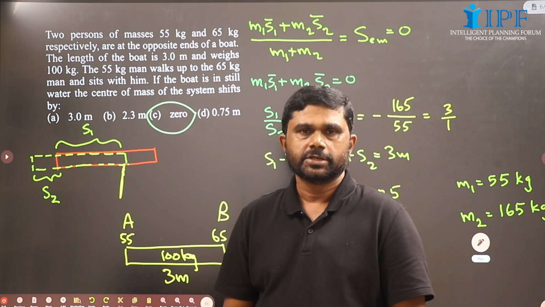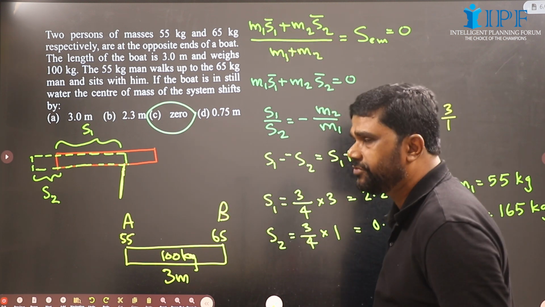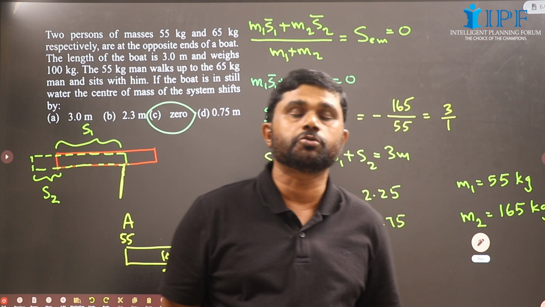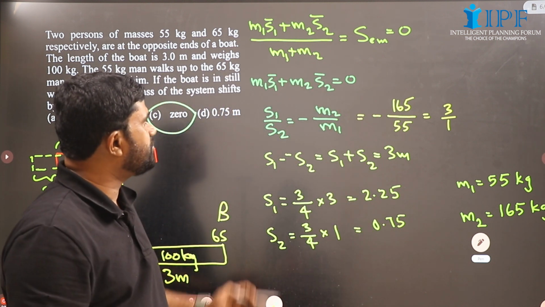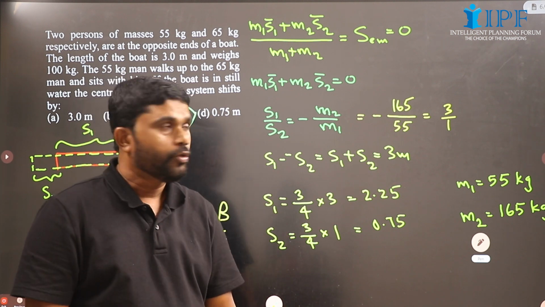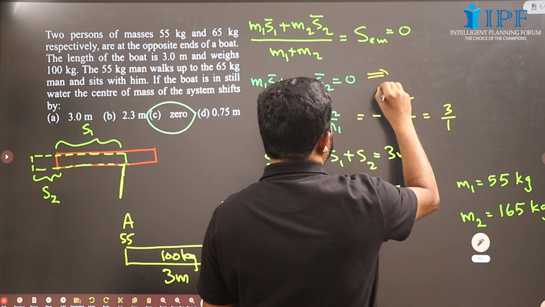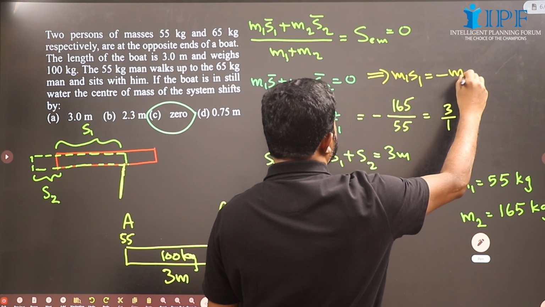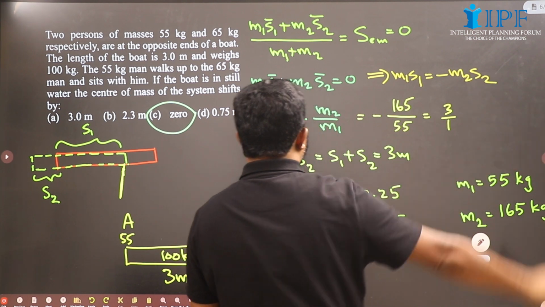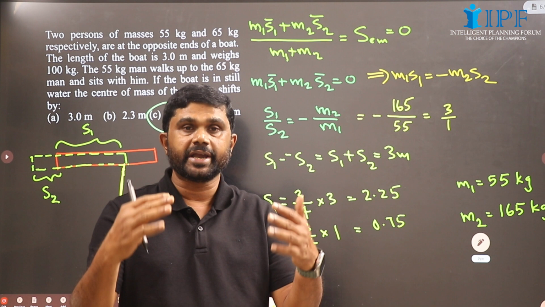Now children, see, the displacement of the center of mass is given by m1 s1 plus m2 s2 divided by m1 plus m2, and it is equal to 0, meaning the numerator is 0, meaning m1 s1 plus m2 s2 equals 0. So this implies m1 s1 is equal to minus m2 s2, and you can write s1 by s2 equals minus m2 by m1.